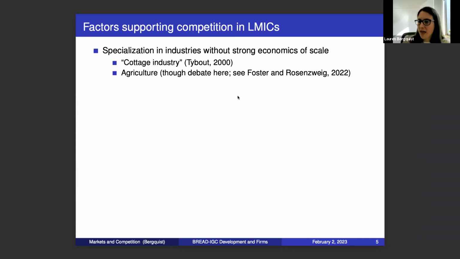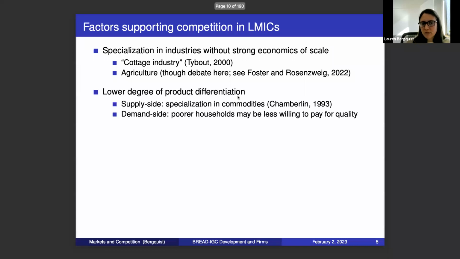Okay, and just to play that out, what that means is you're not going to have these natural monopolies that might emerge in an environment with strong economies of scale. Similarly, this was mentioned, maybe lower degree of product differentiation. Okay, and that can come both on the supply side, so specializing in commodities or very homogeneous goods in which we might naturally think competition is quite high. As well as from the demand side, right? So poor households might be less willing to pay for quality, and so you just have less differentiation based on quality measures.